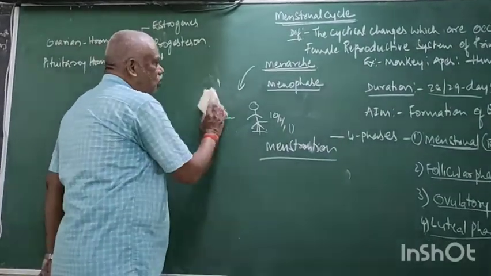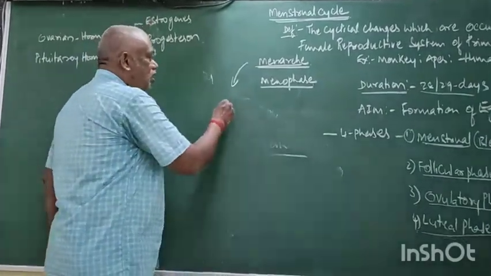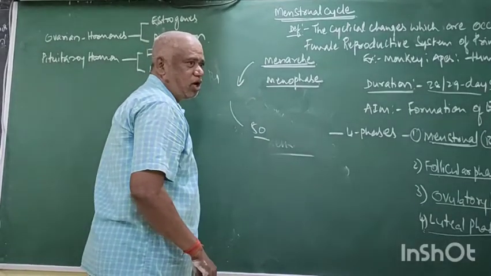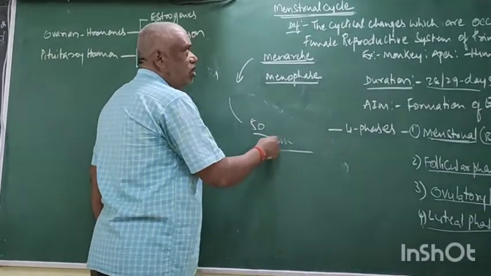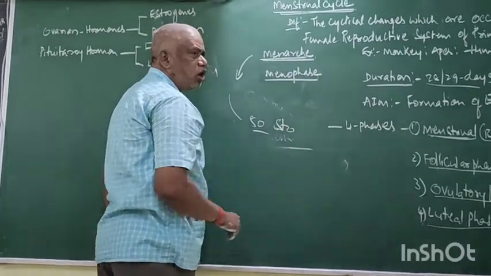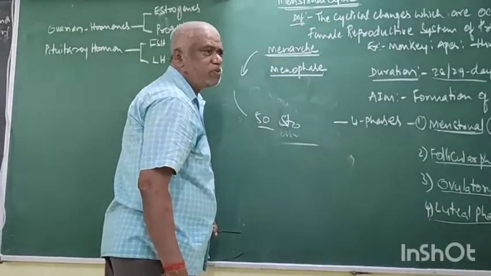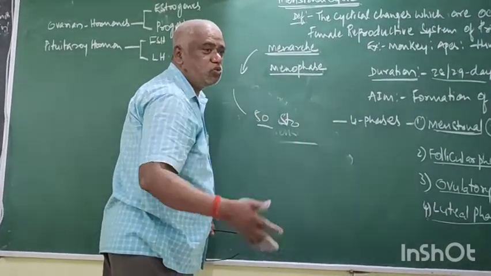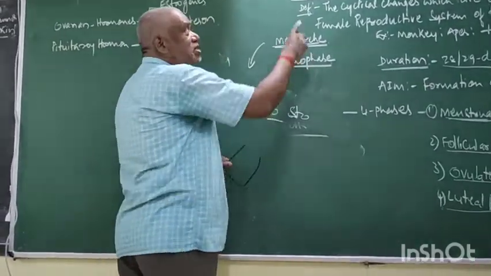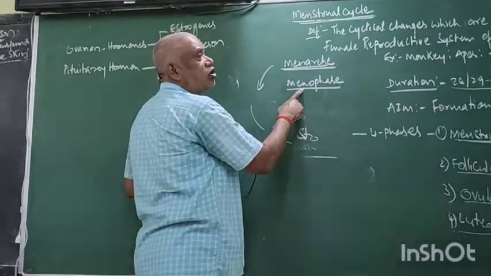Now, when the same girl reaches 50 years, at the age of 50 the menstrual cycle ceases, it stops. When you think of your grandmother, maybe 70 or 80 years old, there is no oogenesis and no menstrual cycle. The menstrual cycle stops at the age of 50 years. This is called menopause.